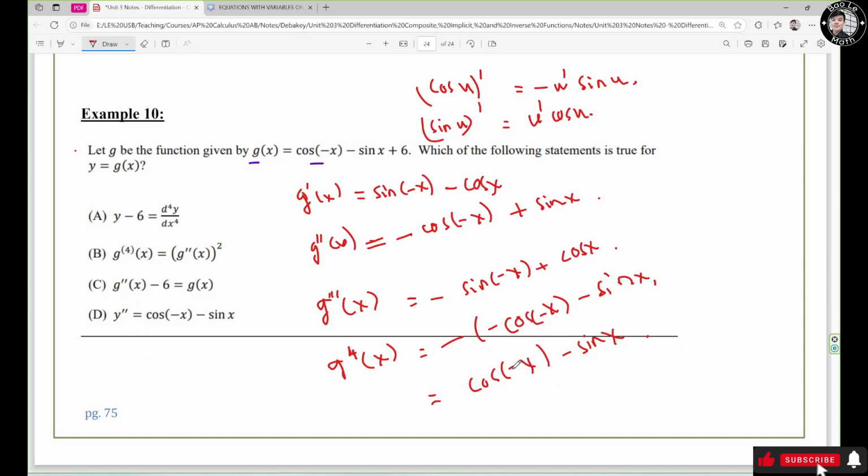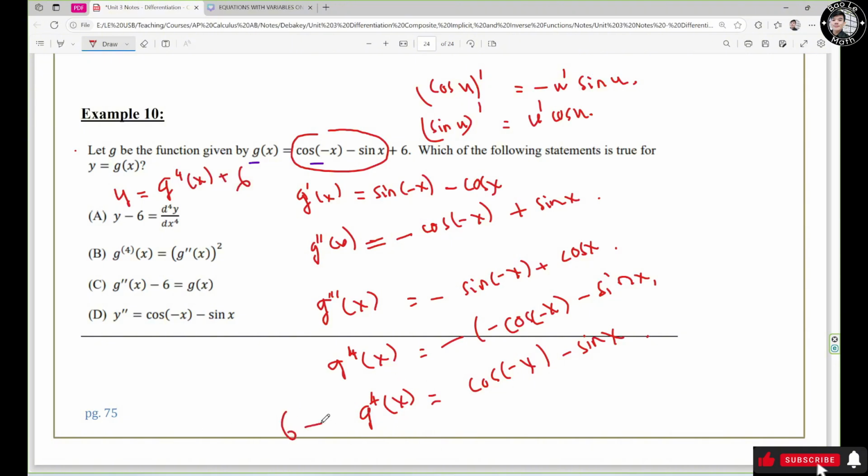Now I need to compare this one with the answer choice right here, right? So this is g4 of s, right? It's going to be cosine of negative s minus sine s, which is actually the original one right here, right? So if I look at the answer choice right here, I'm going to add 6 both sides. So it's going to be y equals the fourth derivative, right? Which means g4 of s plus 6, right? So if I add 6 both sides, right?